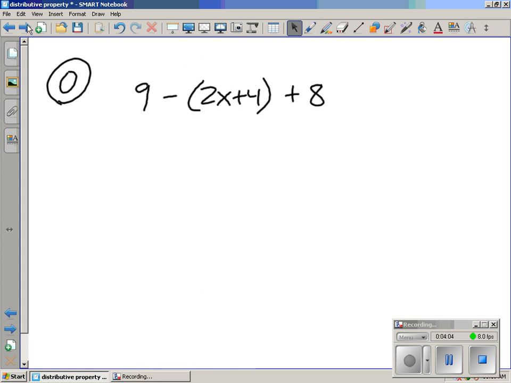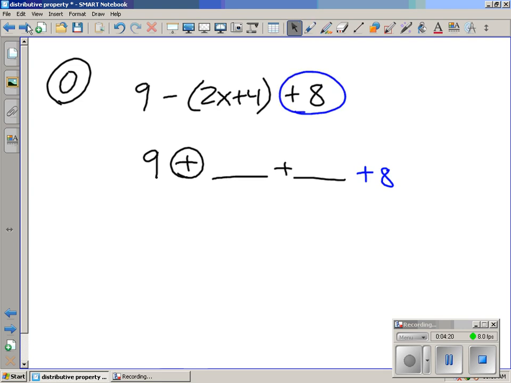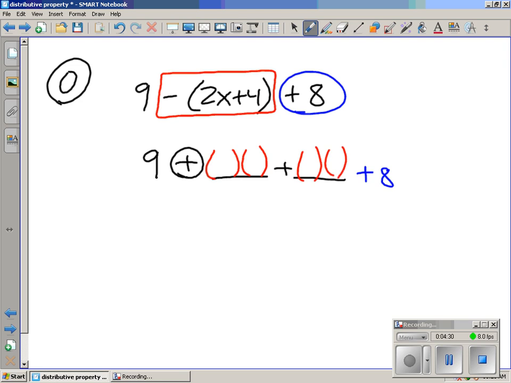Next problem, letter O. I write the 9, and then I show the start of the distributive property section. And then have a blank plus a blank. And then after the distributive property section, I have positive 8 or plus 8. I put a rectangle around the distributive property section. And this part is unique because it looks like there's no number on the outside of the parentheses. But if you don't see the number, it's a 1. So it's really negative 1 times 2x, and then negative 1 times 4.